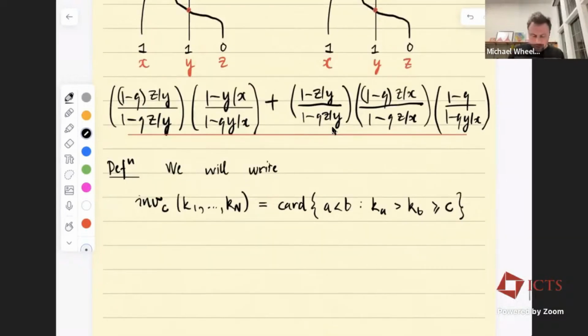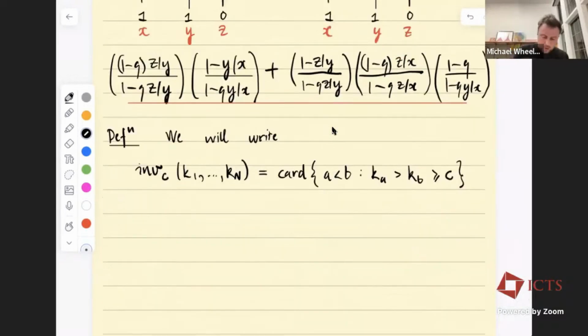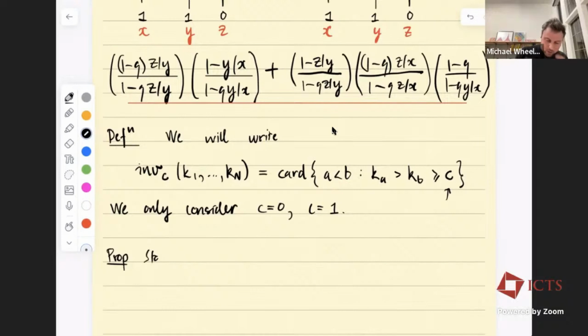And actually, we'll only need two cases of this. In what follows, we only consider c equals 0, when this restriction is totally redundant, and also c equal to 1. All right, so now let me give the most general version of stochasticity.